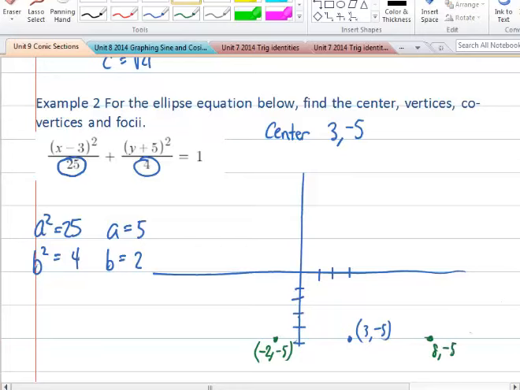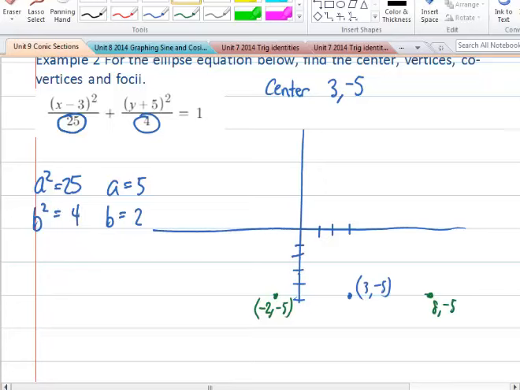Now I'm going to draw my minor axis values, which just means I'm going to go up 2 and down 2. So I'm going to be at 3 comma negative 7 for this point, and I'm going to be at 3 comma negative 3 for that point, because all I'm doing is going up and down a minor axis amount. So now I'm going to draw my ellipse, and the last thing I'm going to do is draw in my foci.